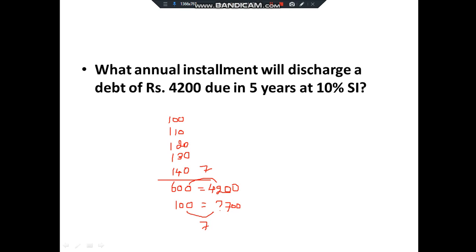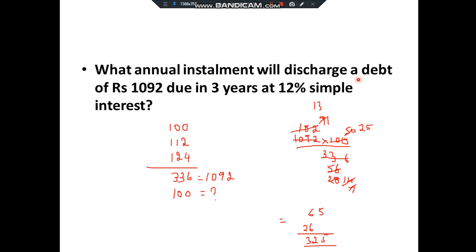You try to solve it by yourself. What annual installment will discharge a debt of rupees 1092 due in 3 years at 12% simple interest? First thing, you can try to solve by the basic approach also, but here we'll follow the shortcut, okay? First year principal is 100. Next year you'll have it along with the interest. So 100 and 12% of 100 is nothing but 12. So 100 plus 12, 112. Next year it would be twice, so 124. In total, since it is 3 years, it is 336. That is equal to the total debt 1092. So for 100, how much the annual installment is, we'll find. Simply cross multiply, you get the answer as 325.